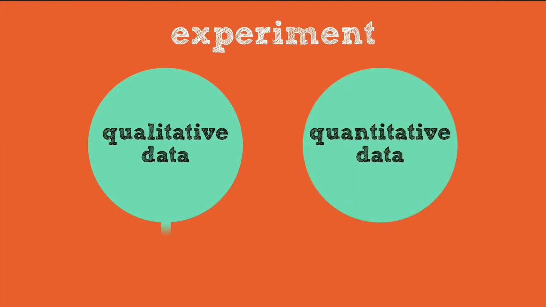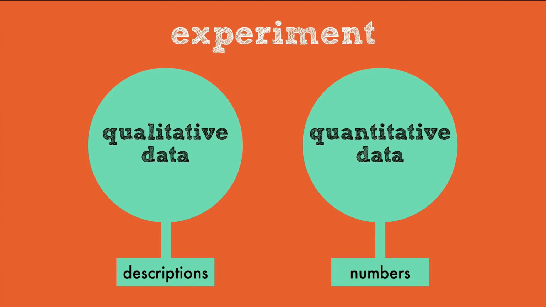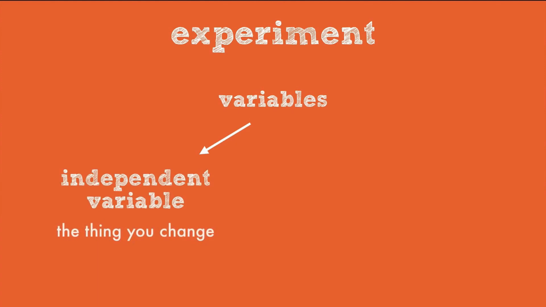Qualitative data relies on descriptions like soft, yellow, shiny, or wet. Quantitative data relies on numbers like 25 centimeters or 2.3 grams. Once you know what types of data you're going to collect, you can define the variables in your experiment. There is the independent variable, which is the thing you change to see how it affects your dependent variable, which is the thing you measure.